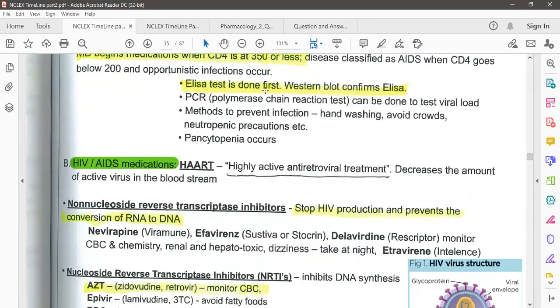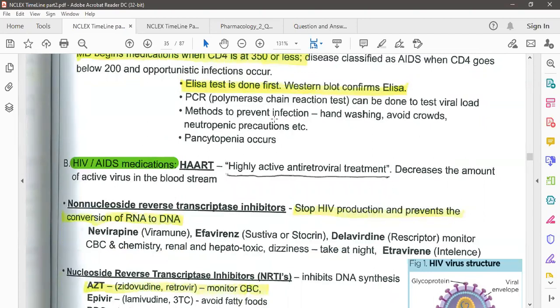ELISA test is done first. A positive ELISA test is confirmed with the Western blot test. PCR, polymerase chain reaction test, is also done, and PCR can be used to test the viral load.